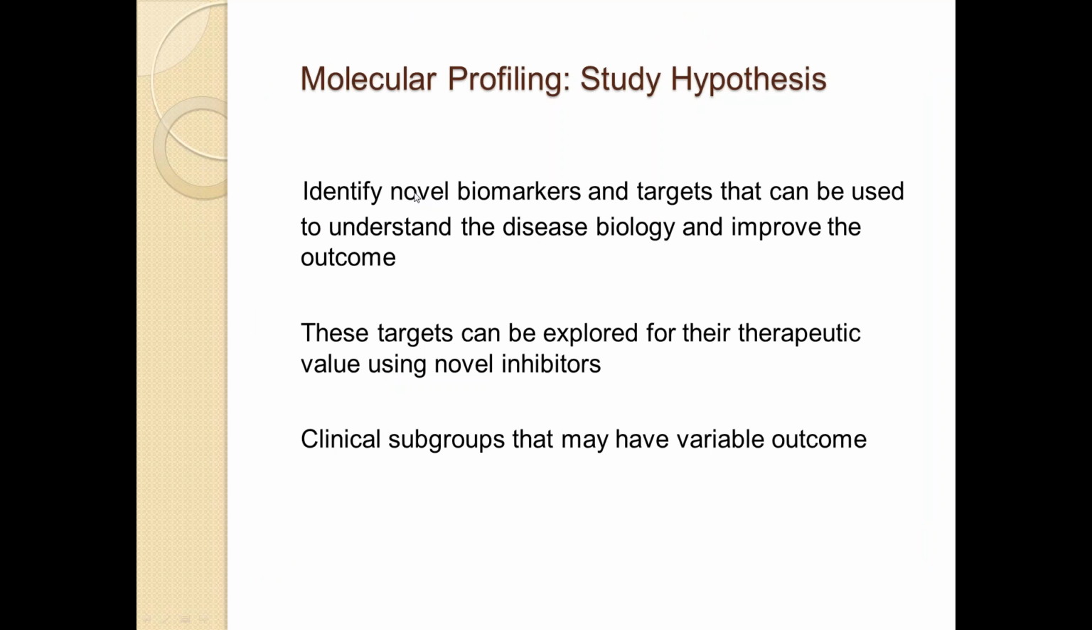So the goal of our group has been to study the genetics of cholangiocarcinoma so that we can identify novel biomarkers and targets that can be used to identify the disease biology and improve the outcome of this disease. We can then explore these targets for their therapeutic value by using novel inhibitors or targeted agents. And then we can use this information to identify some subgroups that might have variable outcome. For instance, certain genetic subgroups might have a better prognosis, while some might have worse prognosis. And this type of information is useful for planning therapy.